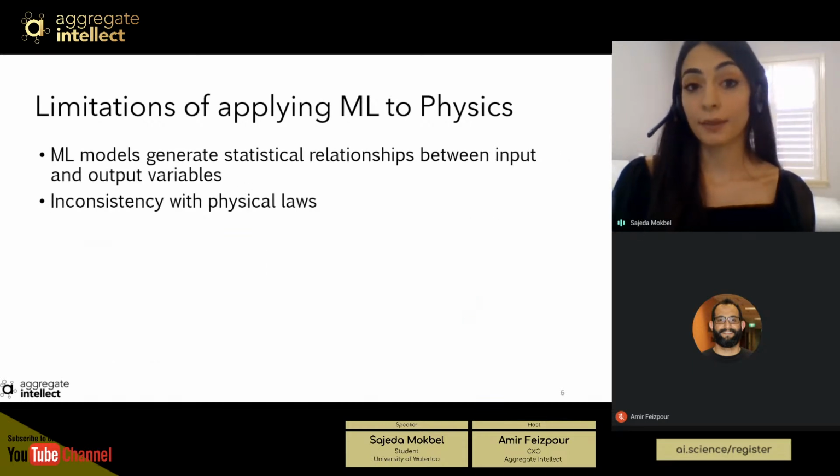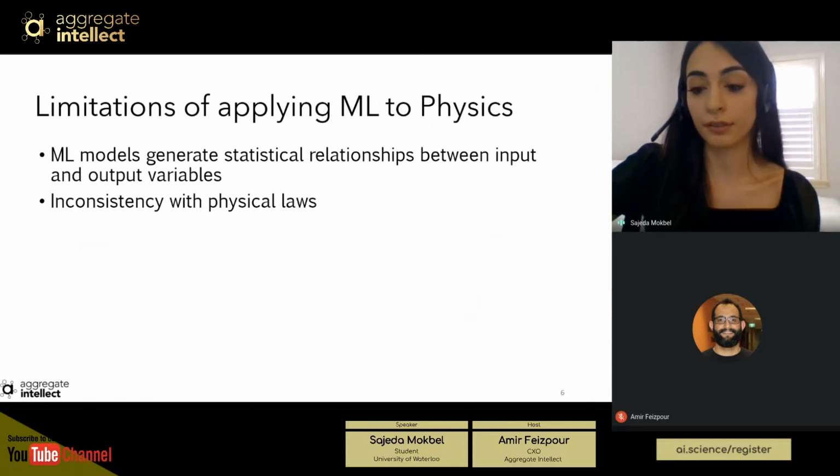Another main limitation to applying machine learning in physics is that machine learning models basically generate statistical relationships between input and output variables to predict accurate solutions. And they usually do not have knowledge of the underlying physical laws. And that can create physically inconsistent data that can't actually be used in practice. So even if the results have less error, if they don't follow physical laws, they can't be used.